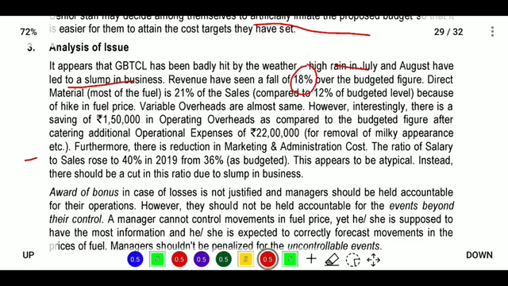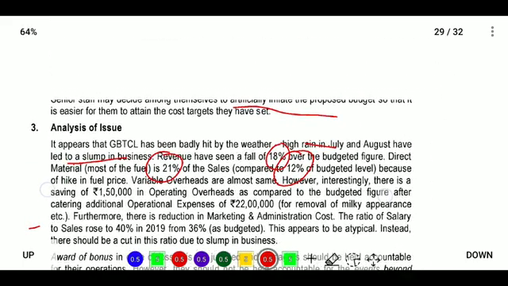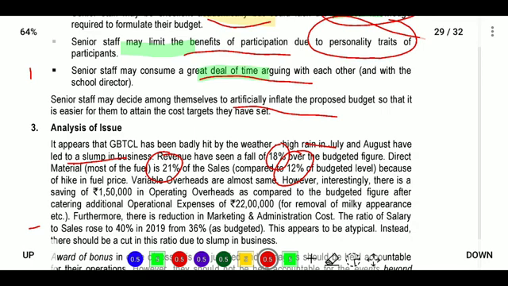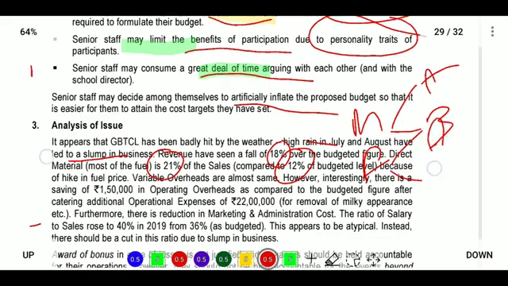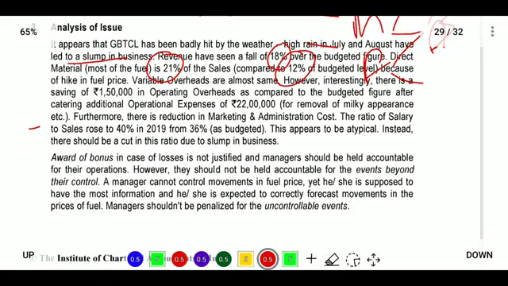Direct material and fuel were 21% compared to budget. Here we will prepare only for material and fuel. We will see the actual and budget, and based on that we will see the percentages, and after that variable overheads almost the same. However, interestingly there is a saving of 1,50,000 in operating overheads as compared to budgeted figures after incurring the 22 lakhs.